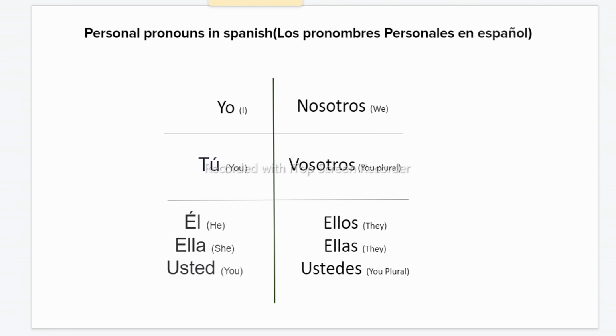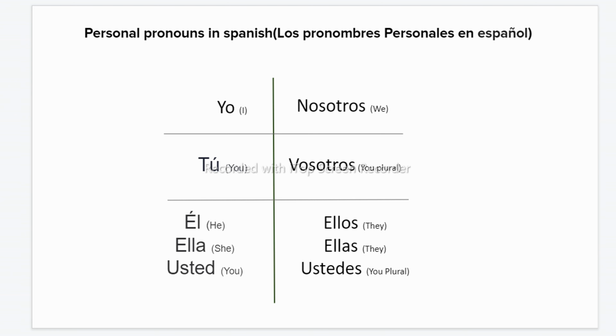So these are the personal pronouns in Spanish. Okay, I is called yo in Spanish. It sounds as yo. And you is called tú with an accent. So this accent is also necessary, otherwise the meaning changes.